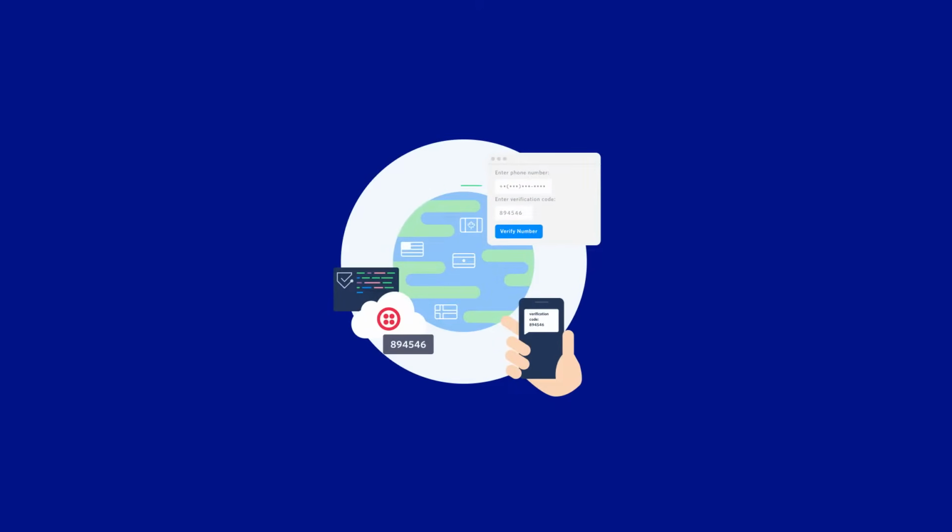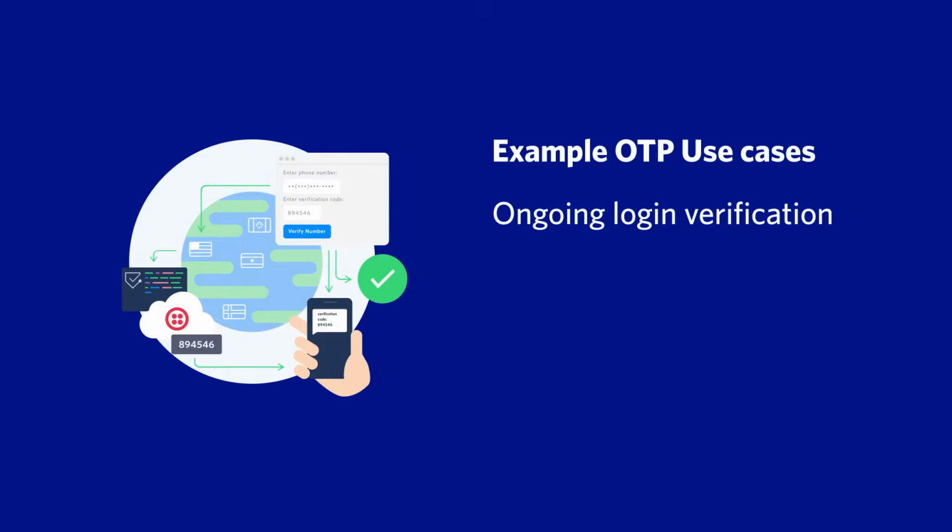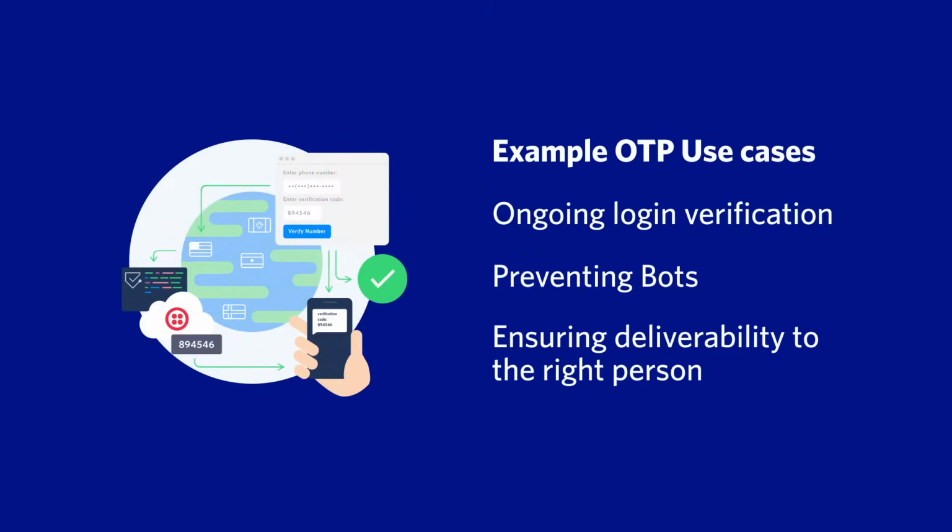OTPs are a simple and effective way to verify someone's phone number or email at signup for use cases like ongoing login verification, preventing bots, ensuring deliverability to the right person, and more. Twilio's Verify API is a purpose-built solution for sending one-time passcodes with SMS, voice, email, authenticator apps, and more.